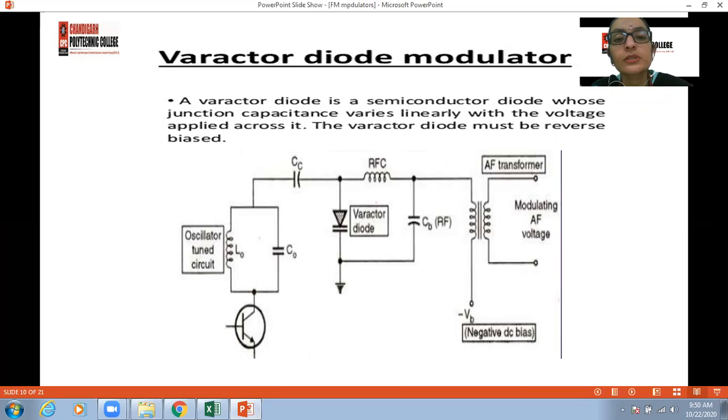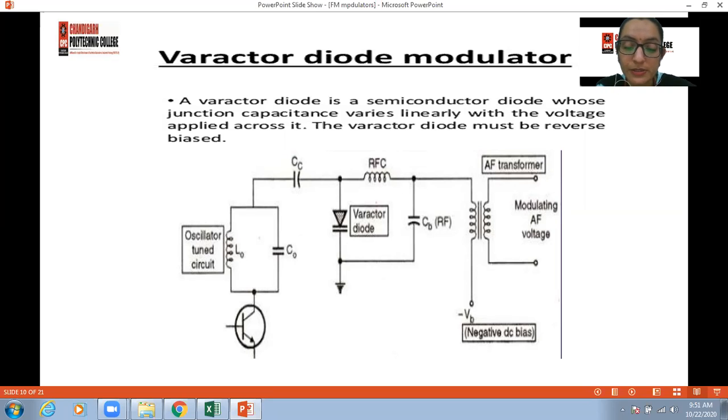A Varactor diode is a semiconductor diode whose junction capacitance varies linearly with the voltage applied across it, and the Varactor diode must be reverse biased. In the Varactor diode method, FM generation makes use of the feature that its junction capacitance varies linearly with the applied voltage when the diode is reverse biased. The applied voltage in this comprises the modulating signal and some DC voltage source.